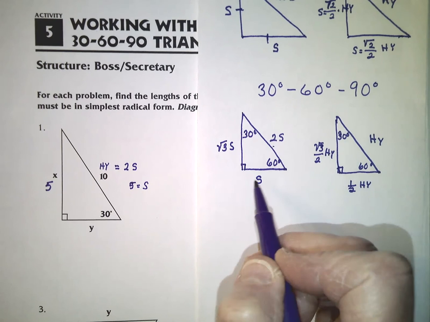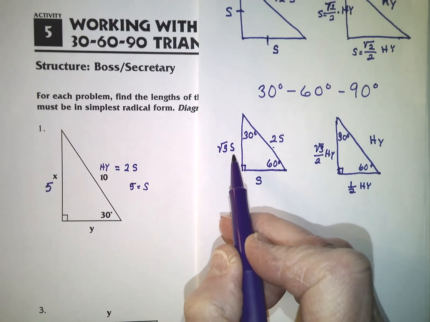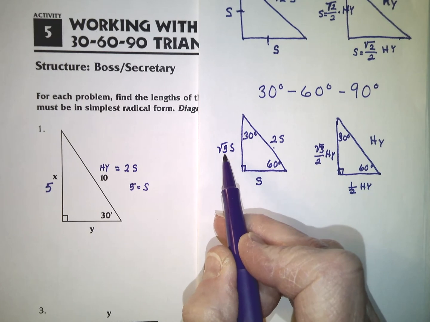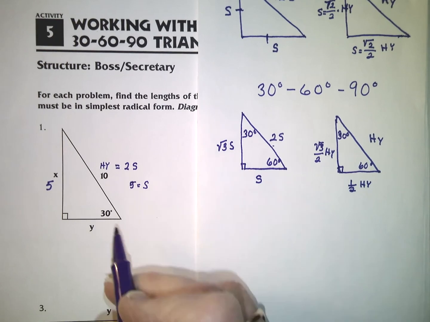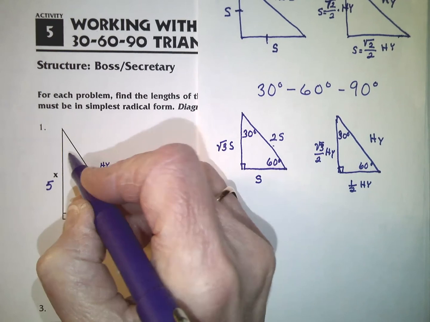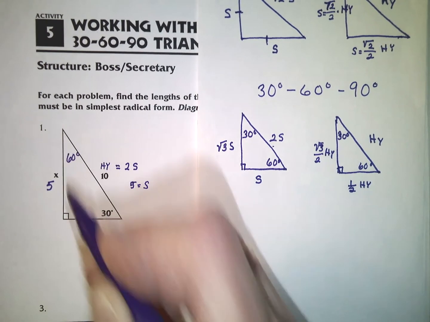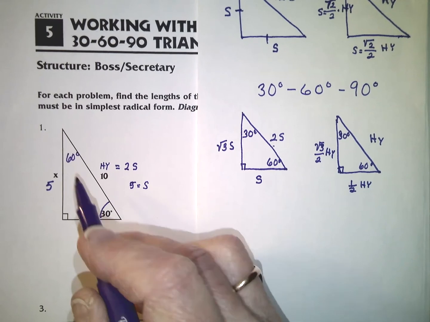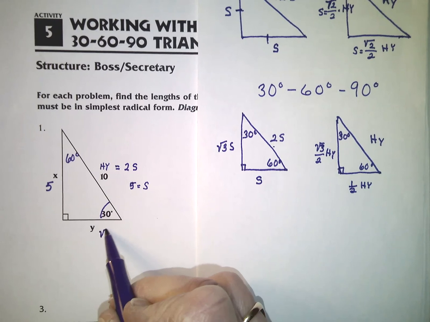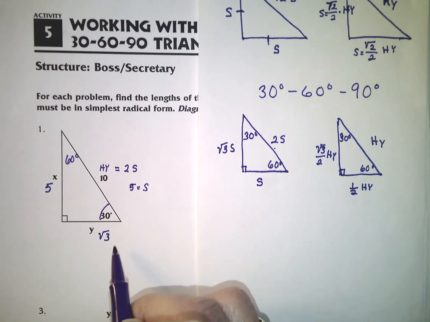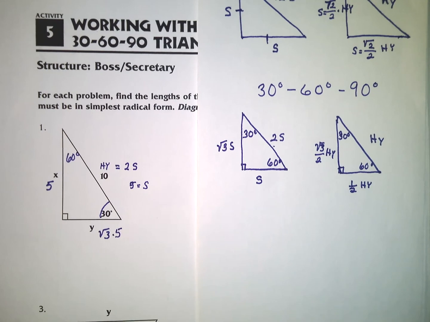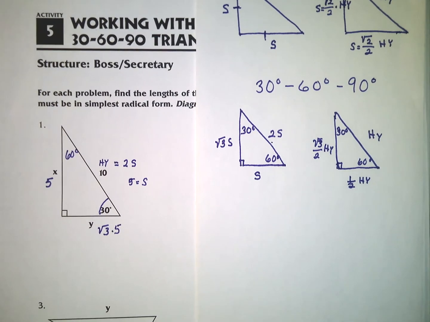According to the picture, that would tell us that the side across from the 60-degree angle is going to be square root of 3 times whatever the shortest side is. I know it doesn't look like it in the picture, but this is supposed to be the 60-degree angle because they told us this one was the 30. So the side across from the 60-degree angle is going to be the square root of 3 times whatever the shortest side was. And we're done. We have all the side lengths.